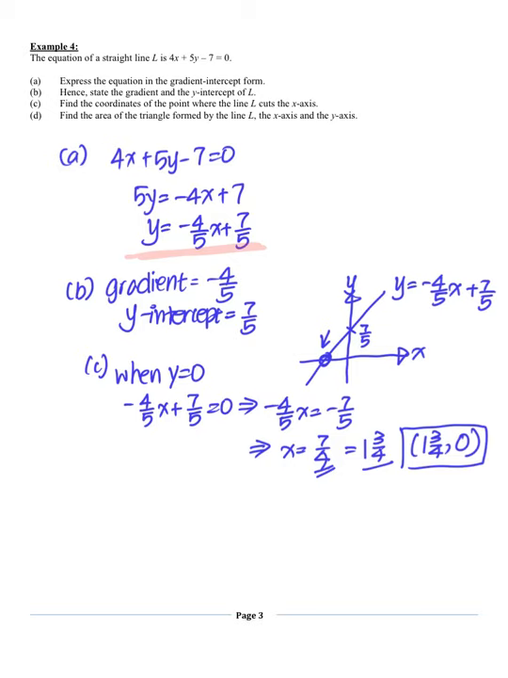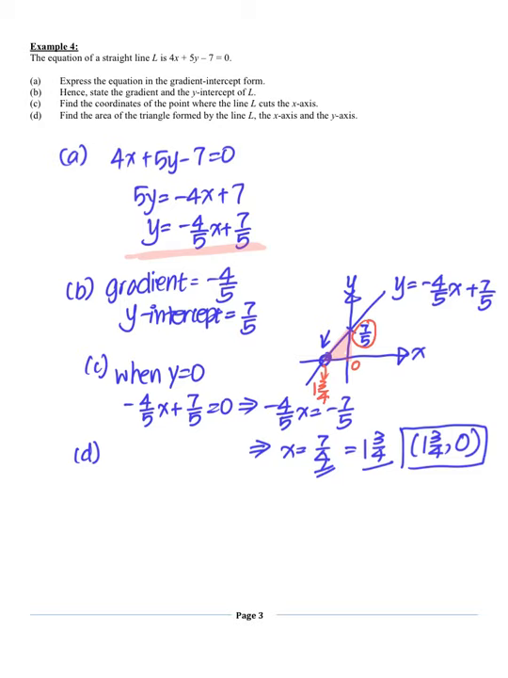Okay, now D. Find the area of the triangle formed by the line, the x-axis and the y-axis. That means if you have done a sketch, so this is a sketch, right? You're supposed to find the area. So we need to see what the points are that we have. In this case, we know that this is 1 3/4, this is 0, and this is 7 over 5.